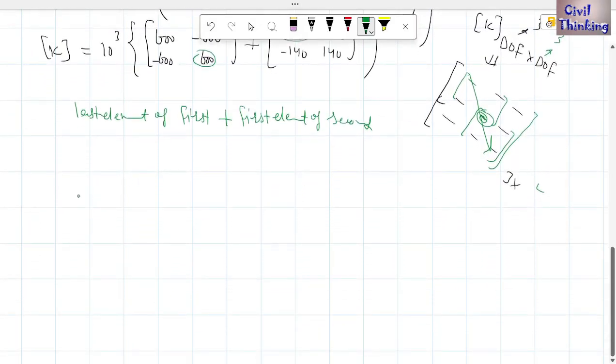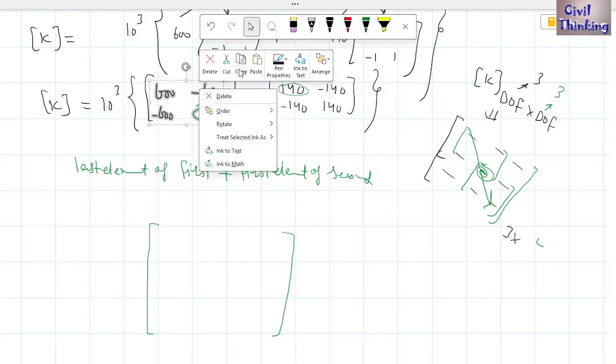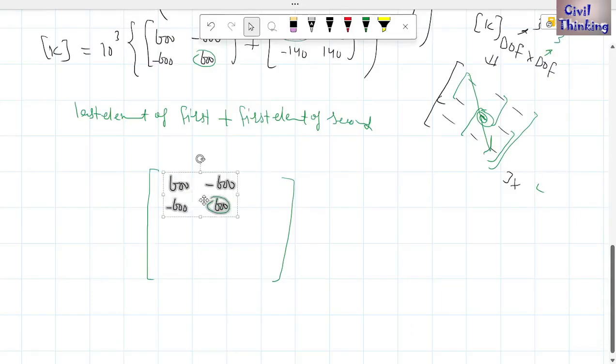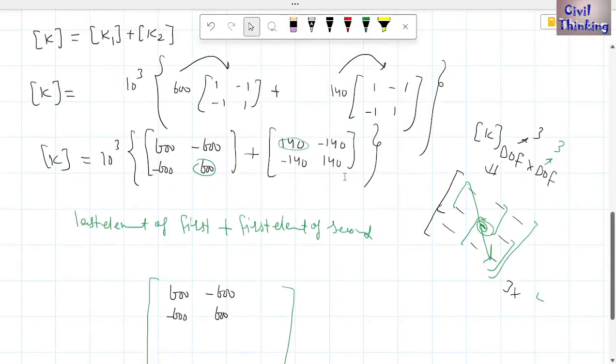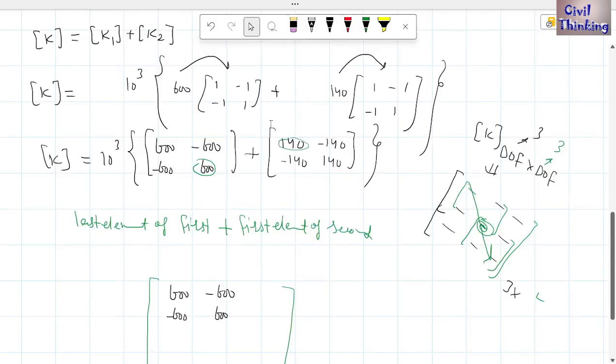So here K is going to be something like this. The first will be as it is, so let me copy and paste. This is going to be the first one. Then I will place the second one diagonally, and I will place the end one to the end.